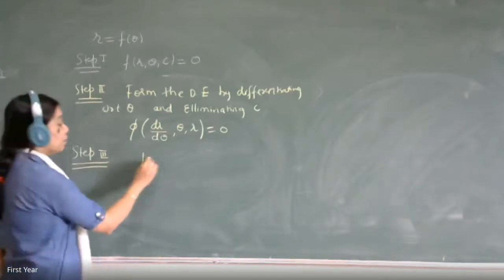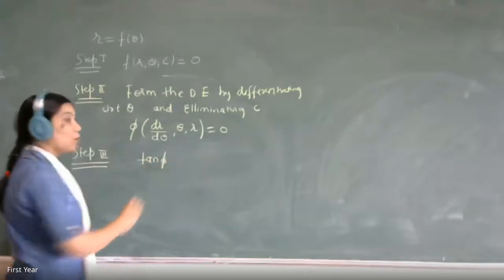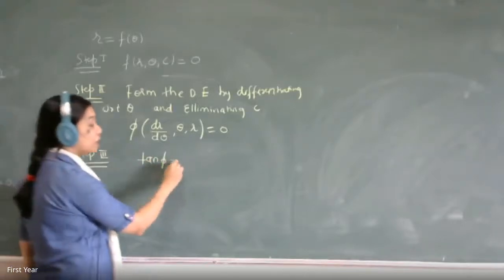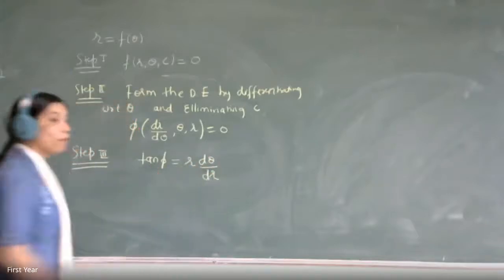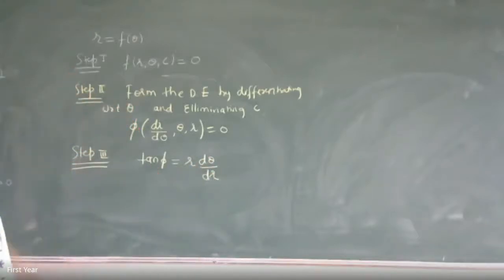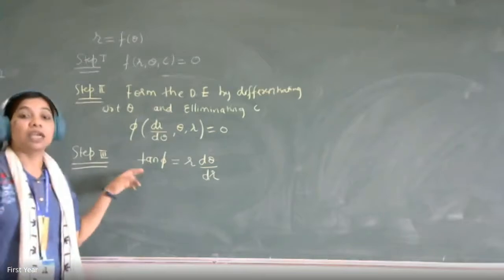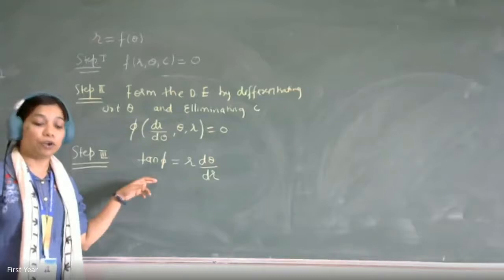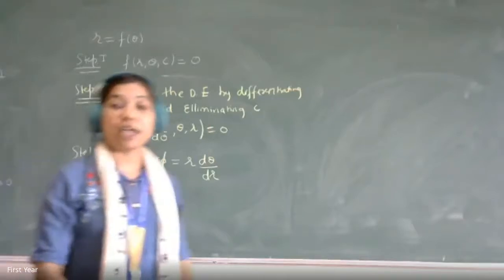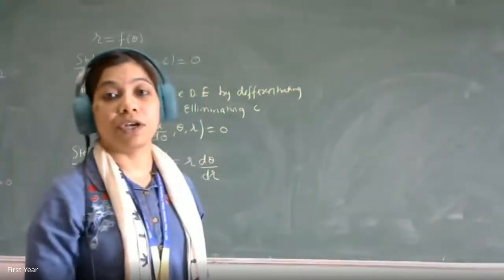For that, you should know the formula for slope. Slope is tan phi, given as r d theta by dr, for a polar curve given as r is equal to f of theta. How do you get this? This is with the help of the tan of A plus B formula and your high school geometry: the external angle is equal to the sum of the internal angles.